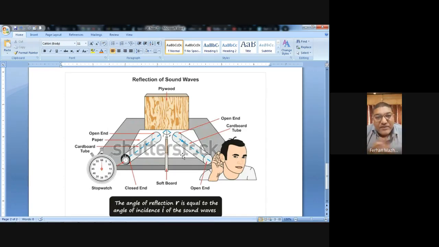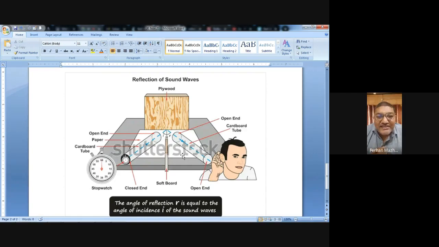By doing this experiment, we are able to show that the sound waves undergo the process of reflection, and the angle of incidence and the angle of reflection are equal to each other.